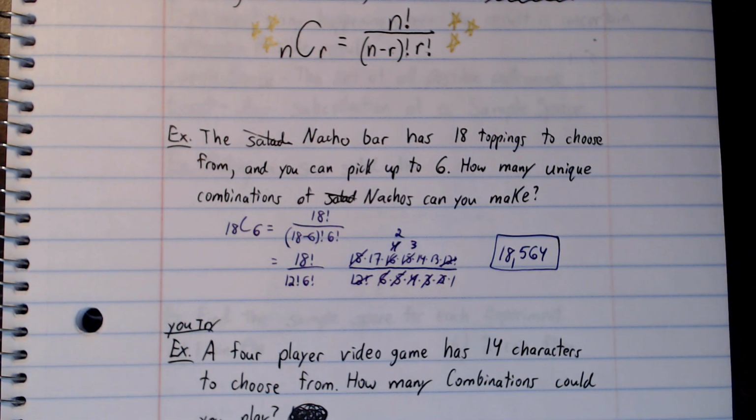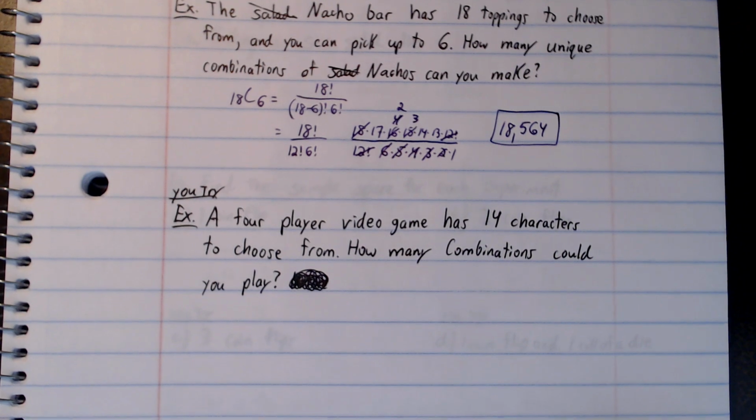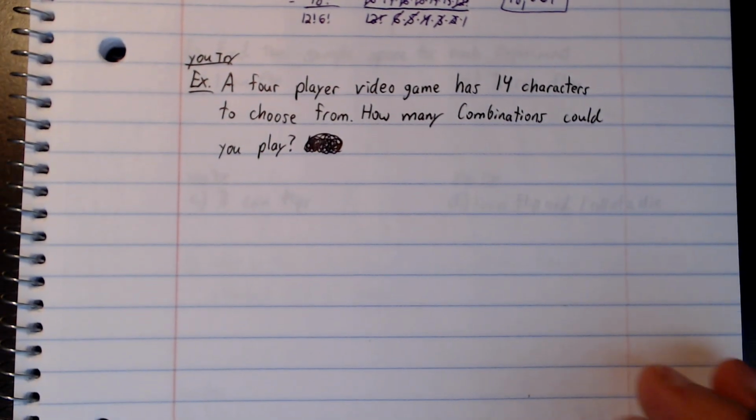So if there are 18 different toppings to put onto your nachos, and you can pick up to 6 different toppings, that's the number of different combinations you could throw onto that. All right, so you're going to try this one out. Pause the video and resume when you're ready to check.